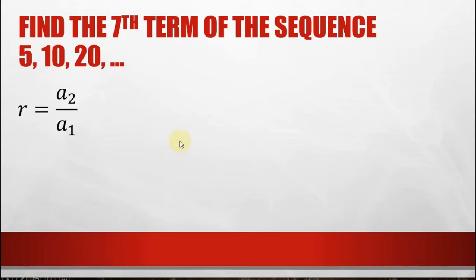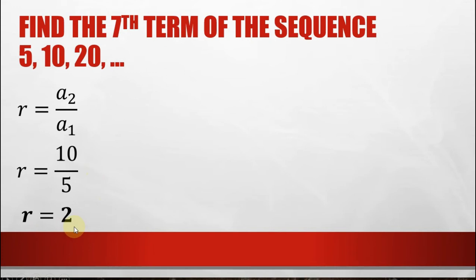So, for us to be able to find the common ratio, we have a sub 2 over a sub 1. So, substitute natin yung value ni a sub 2 and a sub 1. So, ano yung a sub 2 natin? A sub 2 is 10. Then, a sub 1 is 5. Then, divide 10 and 5. We got common ratio is equal to 2.